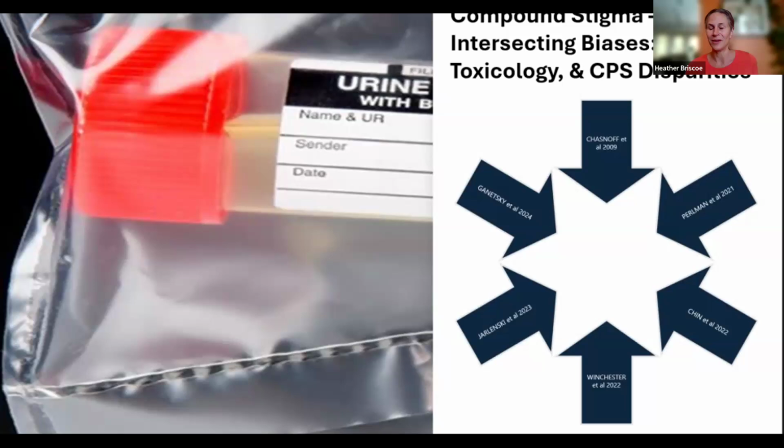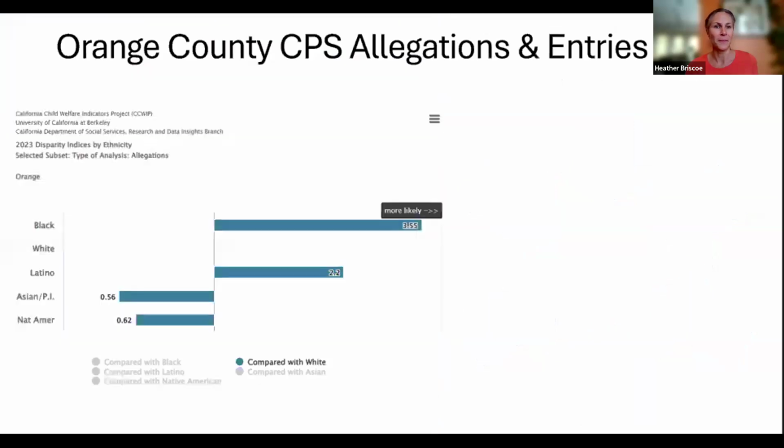It's one of the things that keeps them from coming in. And just to say, this racial disparity in allegations and in care is happening here. This is looking at 2023 allegations by race in Orange County relative to a white patient. Black patients were 3.5 times more likely to have an allegation, and our Latino patients were two times as likely.